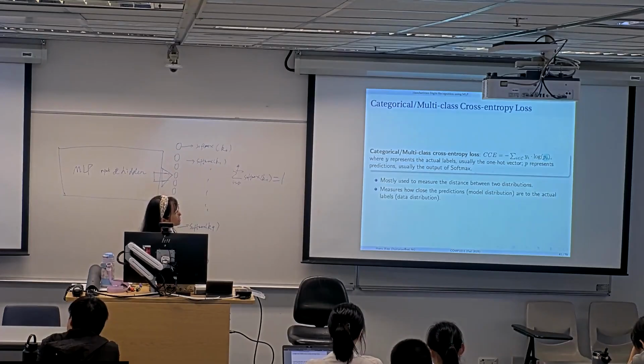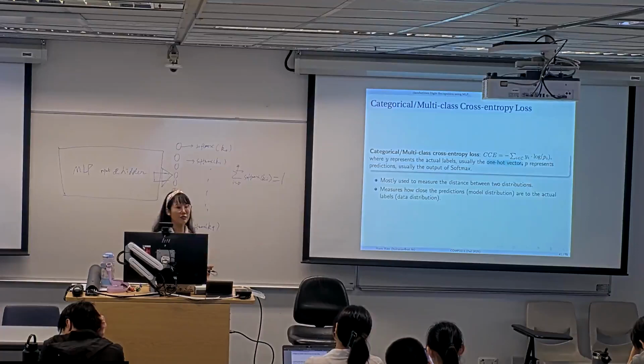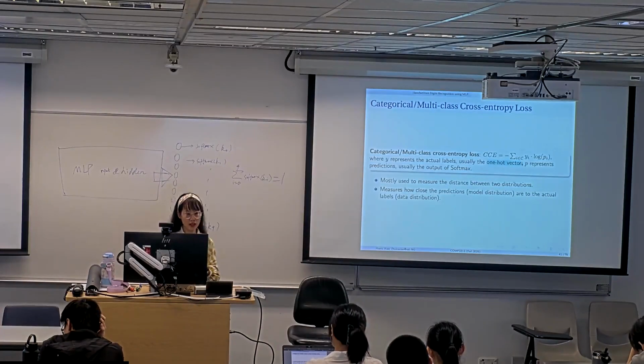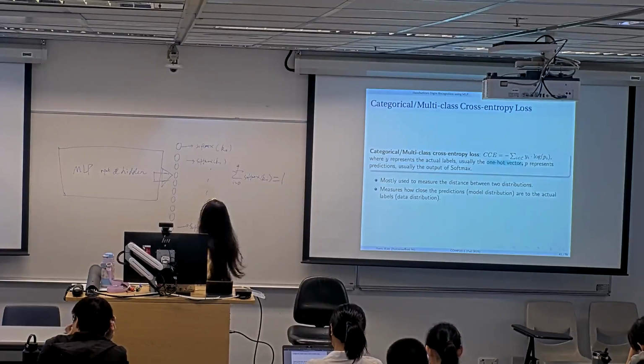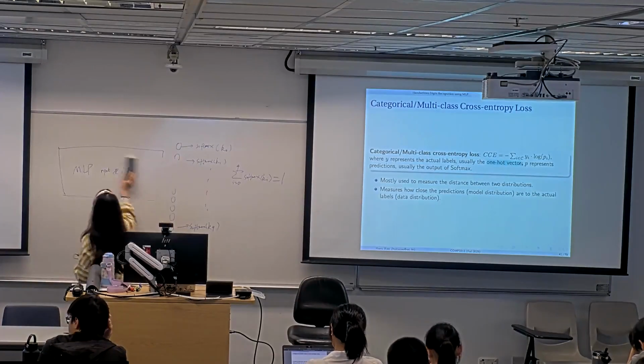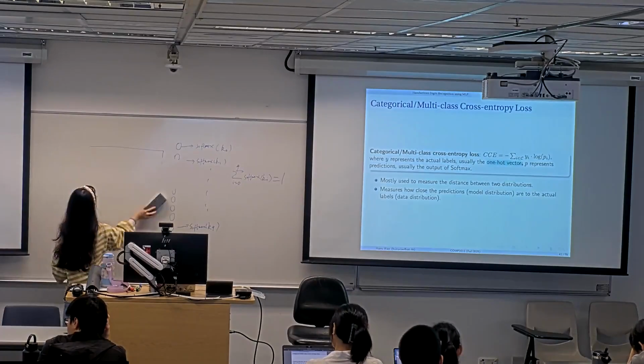By the way, what is the one-hot vector? One-hot vector means that now it's a vector with many zeros and only one 1. That means only the true class label index has the number 1. So maybe we can try to use an example to illustrate that.